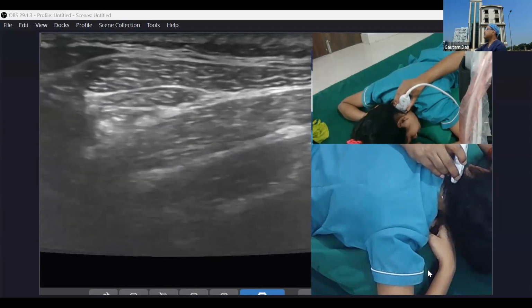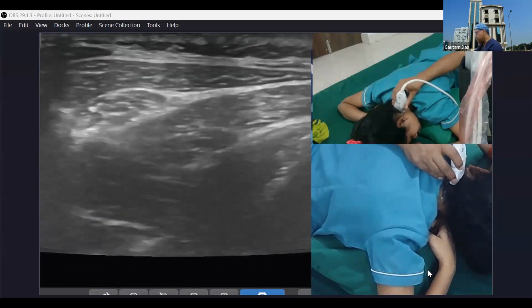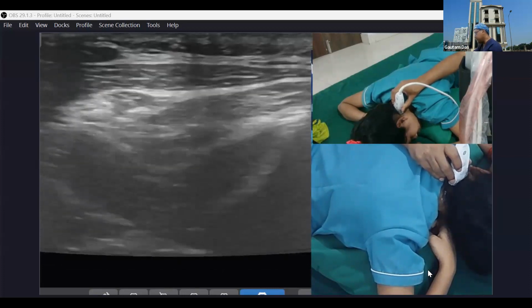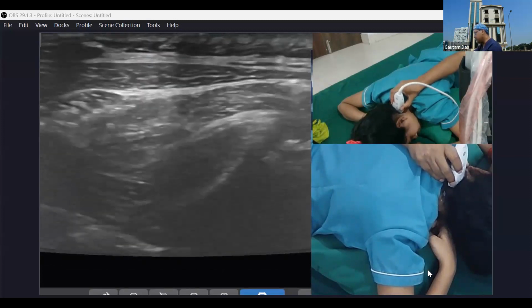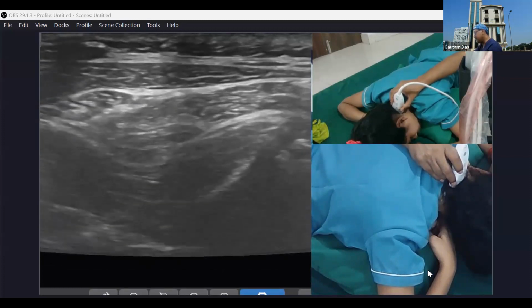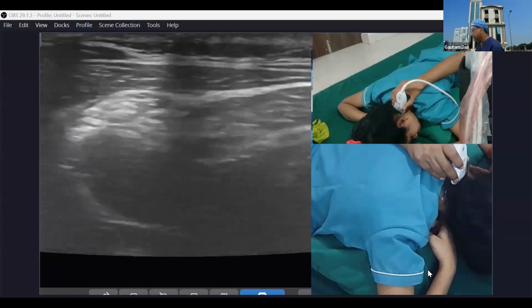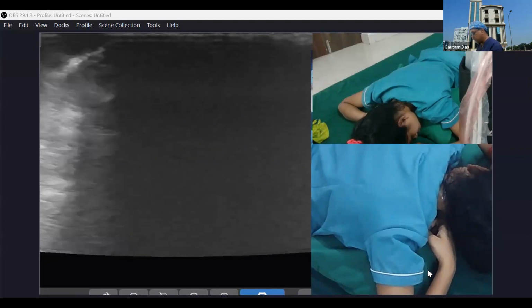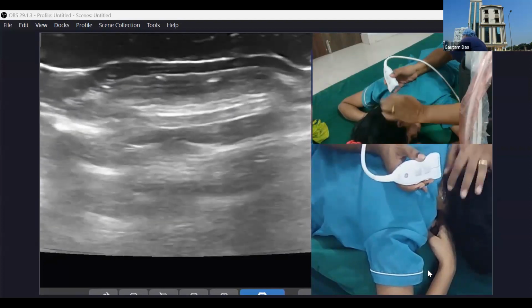Let me reduce the depth a little bit. Okay, so this is the plane where you have to find it. And you see how I am holding the probe? I am holding the probe a little obliquely, so that you are seeing the inferior oblique in the long axis. Now, if I am coming more laterally, then we'll be able to see the sternocleidomastoid, and just medial to that, we'll be able to find the lesser occipital nerve, which starts from the lateral side and then wraps around.